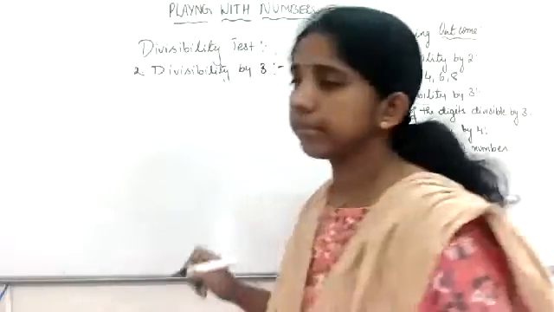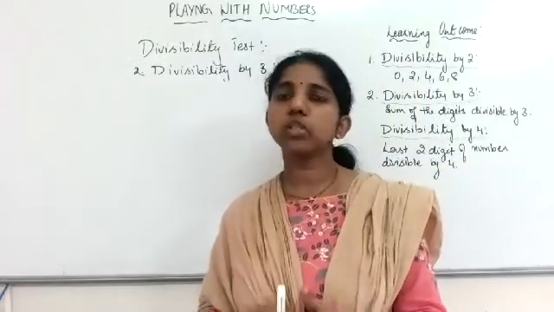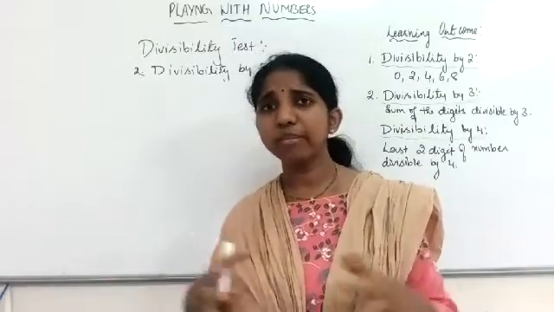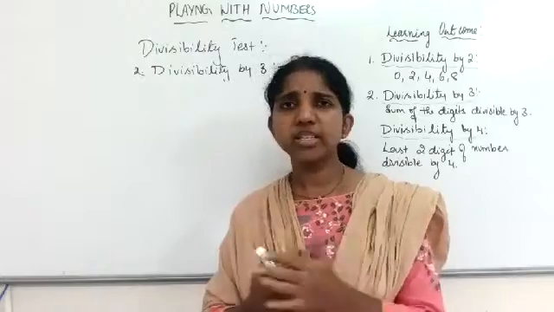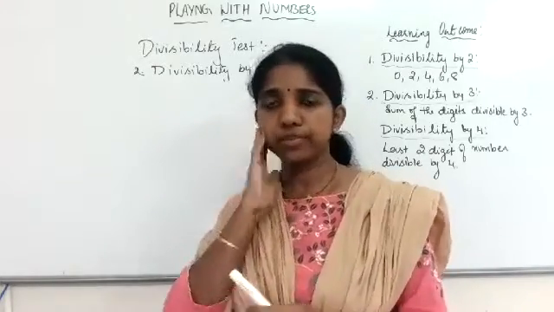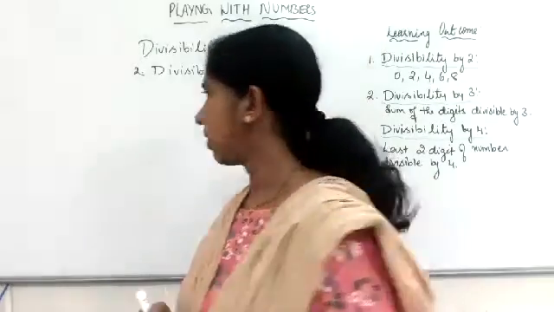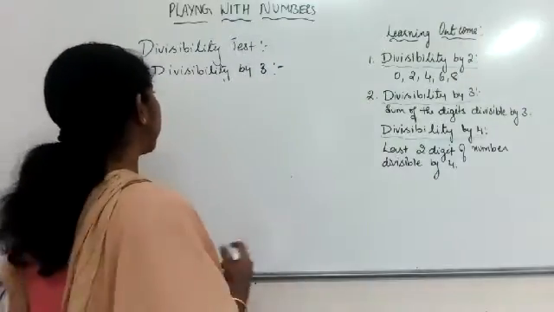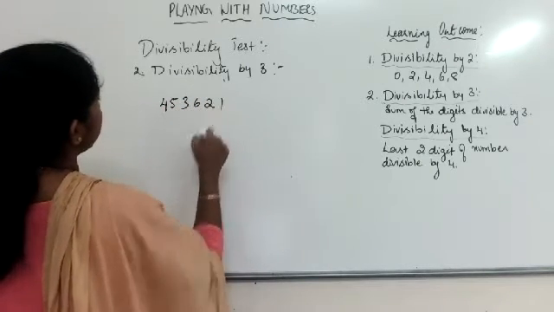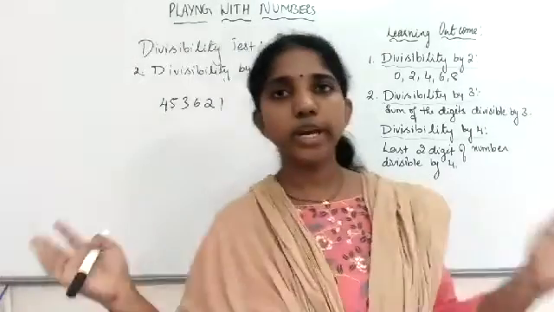Divisibility by 3. When do we say that the number is divisible by 3? This also has a condition. If a very big number is given to you and you want to check whether it is divisible by 3, we can apply that condition. Let me take one example: 453621, that is 4,53,621.